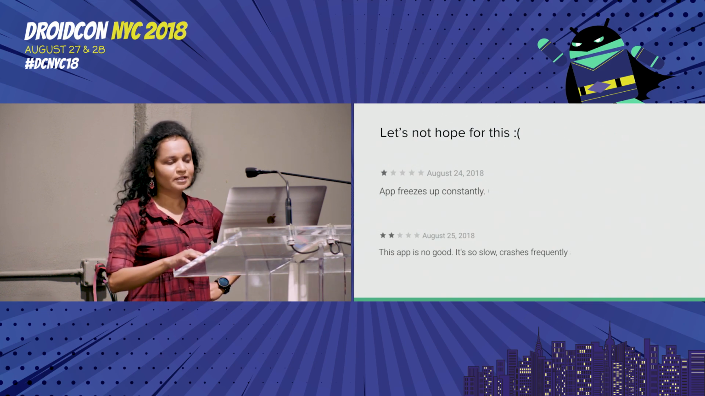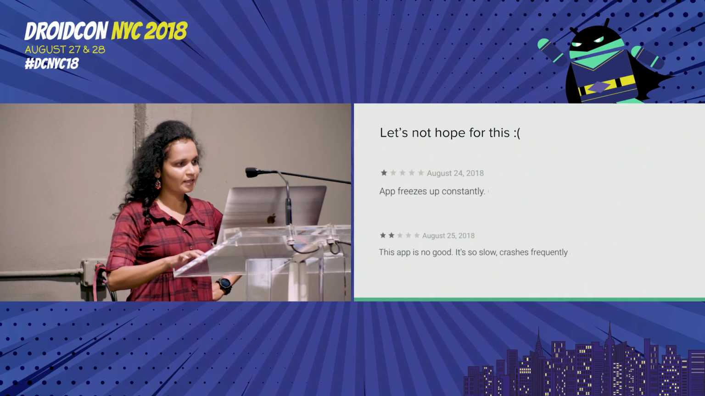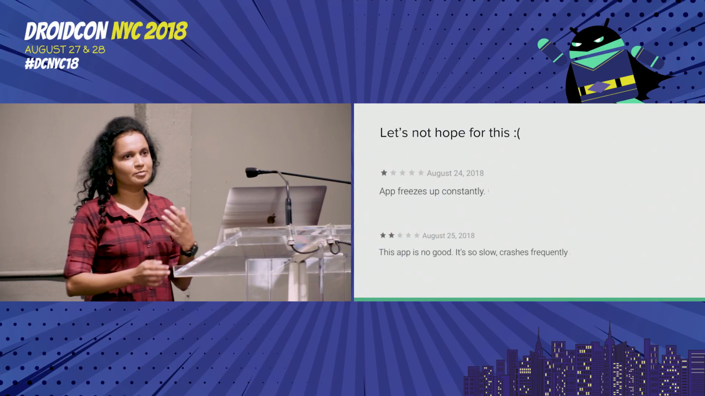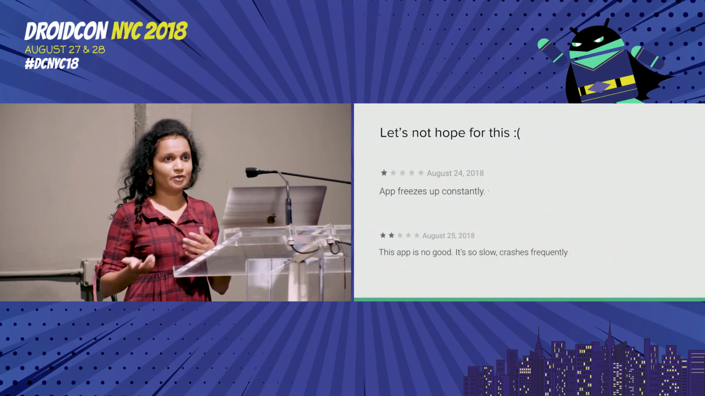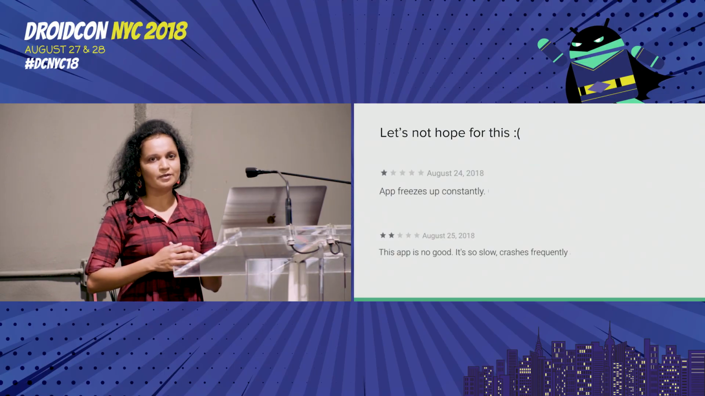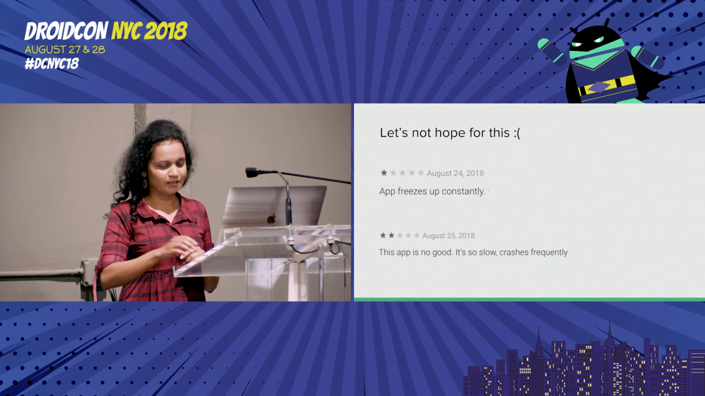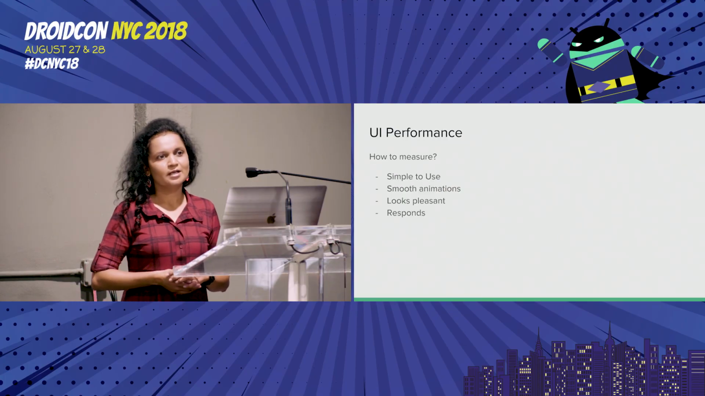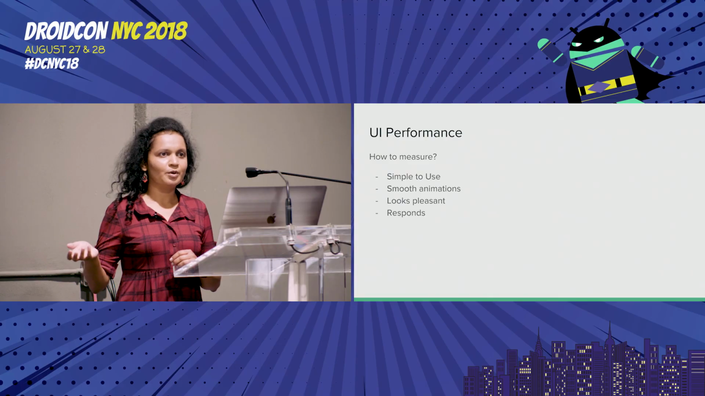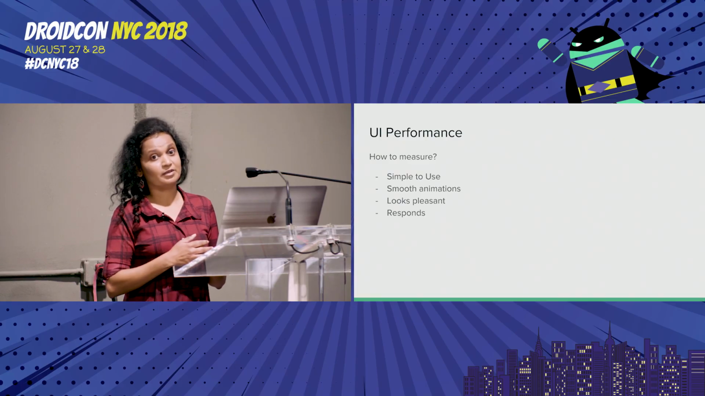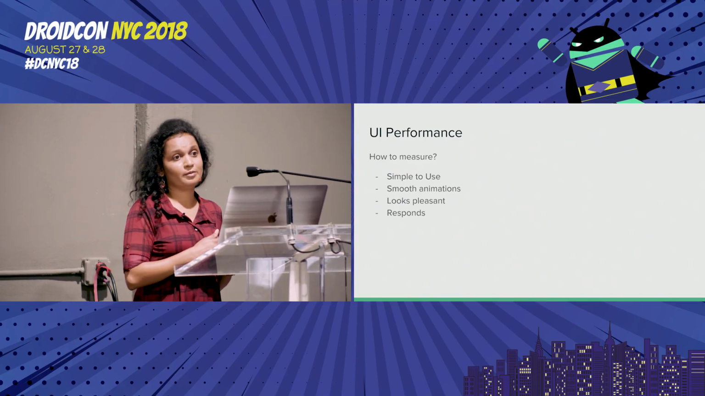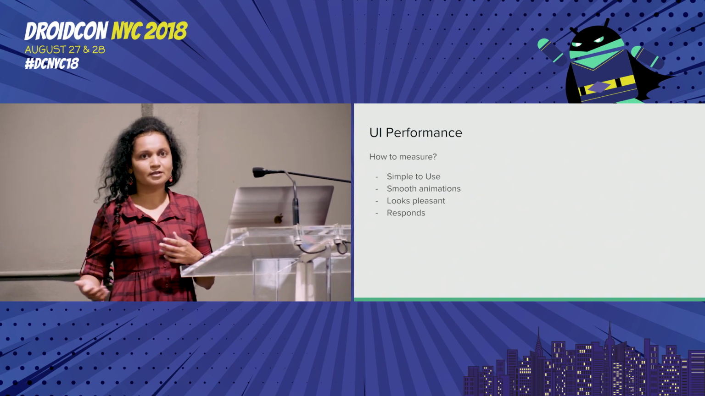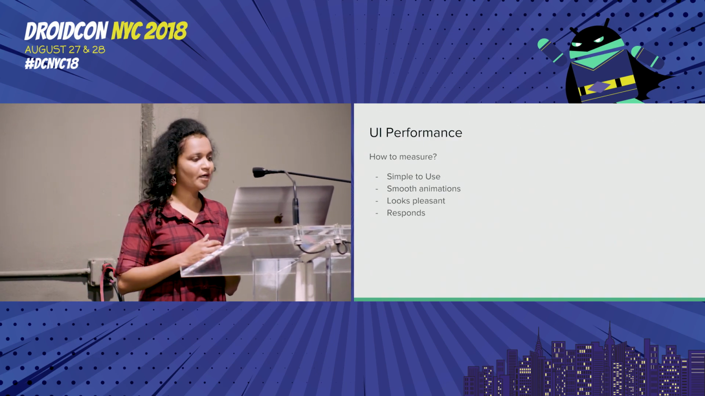And most of the time, what happens is we try to fix all these crashes by looking at the data, which is the stack trace. That is very simple. But as far as the UI is concerned, it's a little bit tricky. How do we measure this UI performance? A certain group of people think that this UI is simple enough to use, and a certain group of people may think that the animations look good for them, but may not be for the rest of the audience.